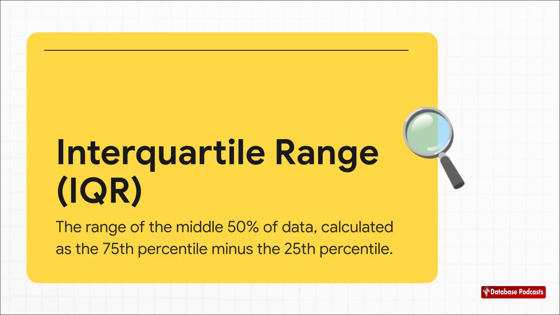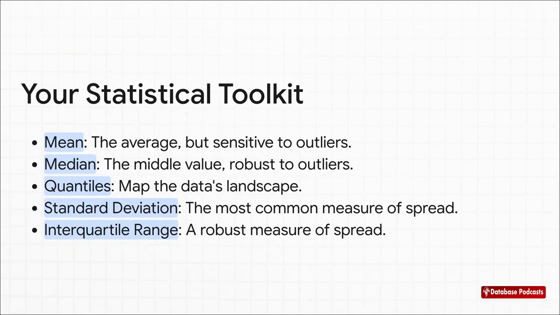What it does is genius. It completely ignores the crazy values at the very top and very bottom, and it just focuses on the spread of the middle 50% of the data. So there you have it. That's your basic statistical toolkit. You've got the mean for a quick and dirty average, the median for a much more robust, honest look at the center, quantiles to map out the entire landscape, and for the spread, you've got the standard deviation as the common go-to and the interquartile range as its super robust outlier-proof cousin.